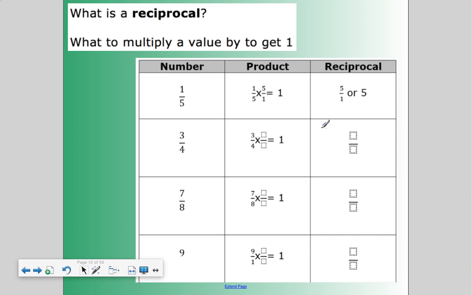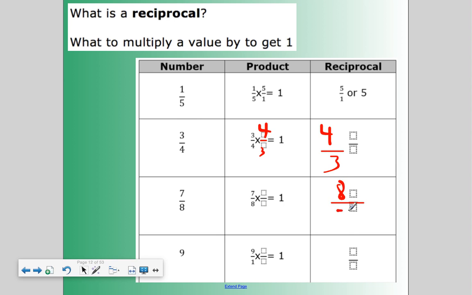What is the reciprocal of 3/4? It is 4/3. Because if you multiply, 3 times 4 is 12, and 4 times 3 is 12. That's 1 whole. It cancels out. Inverse.